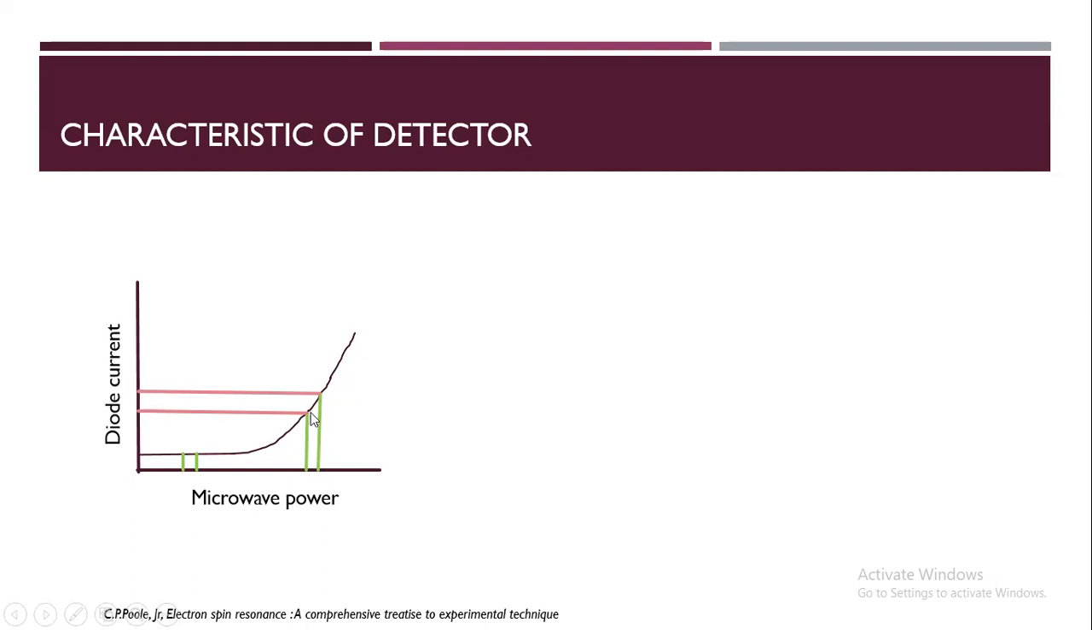A very small change in the microwave power which is falling on the detector will change the diode current significantly. It means our instrument should be working in this range, so that a very small change will give us a good result, or a significant result which we can measure.